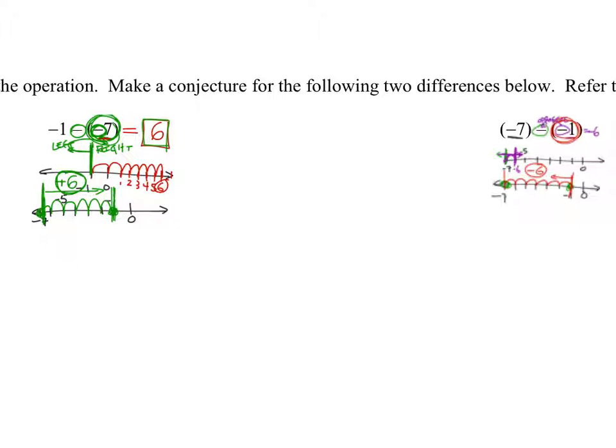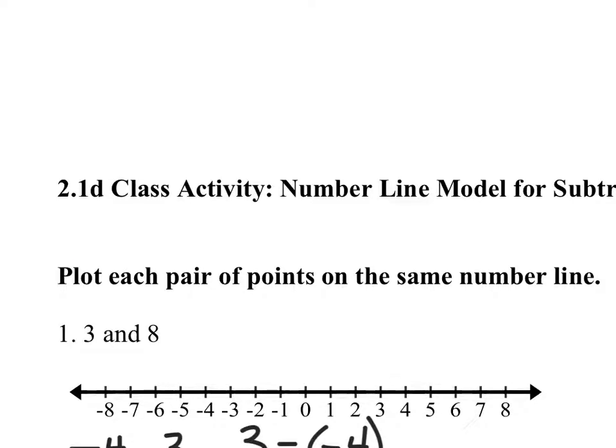So, all right, plot each pair of points on the same number line. So 3 and 8. Again, if we can just identify where 3 is, which is right here. And then 8, right here. Then we've done it right there. Now here's the next question though, and it's not really part of the worksheet, but how far apart are 3 and 8? 5 units, right? So let's identify that. I'm going to show that right here.